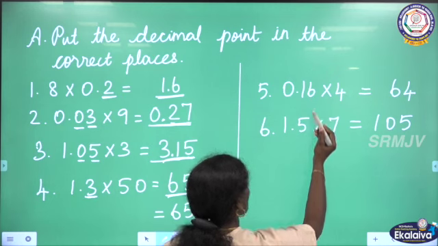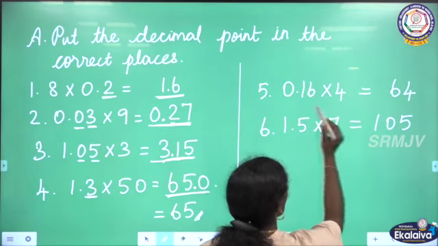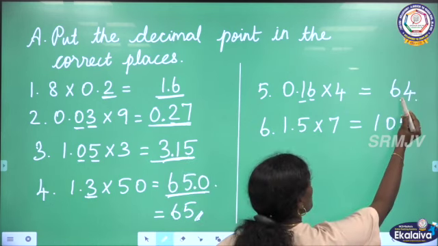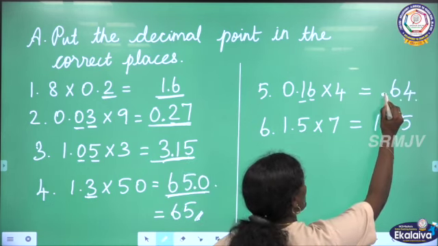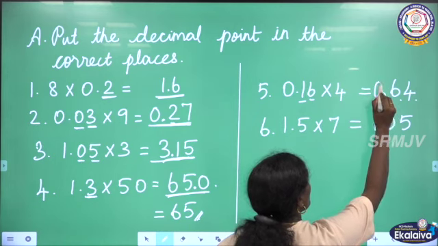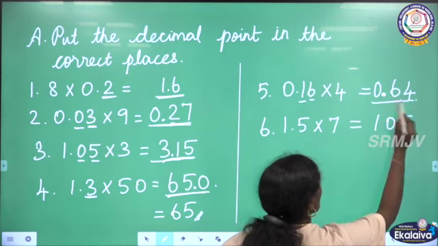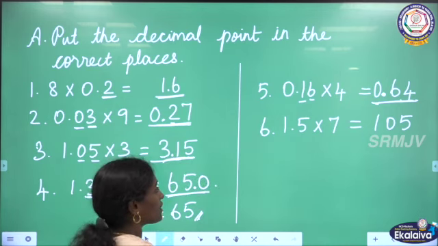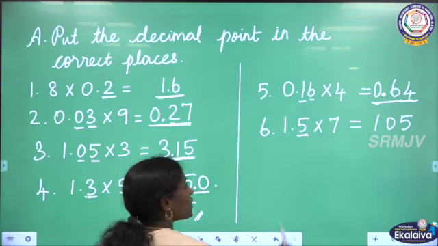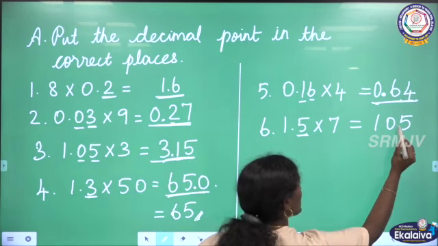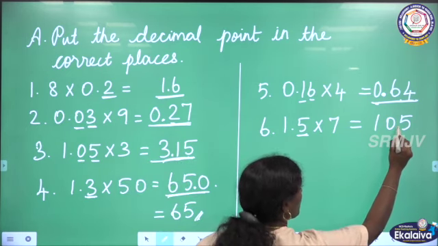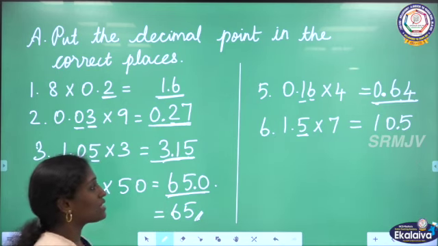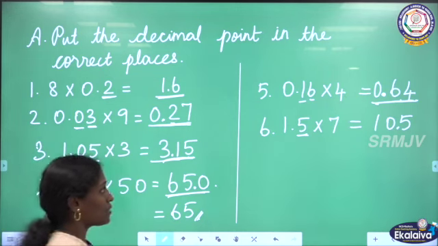Here the next one, 0.16 into 4. Here we are having 2 decimal places. So, from the last, before 2 digits, we have to keep the decimal point. Then the whole number part is 0. Then the number will become 0.64. 0.64 is the answer. Here only one decimal place. So, we need one decimal place in the answer. So, from before one digit from the last, we have to keep the decimal point. Then the answer is 10.5.